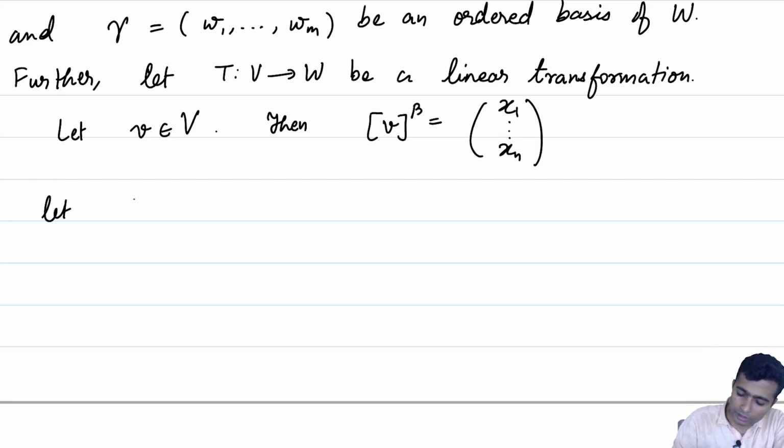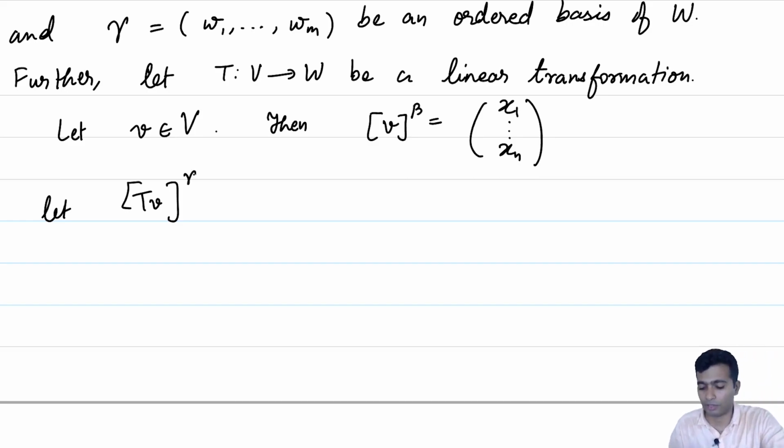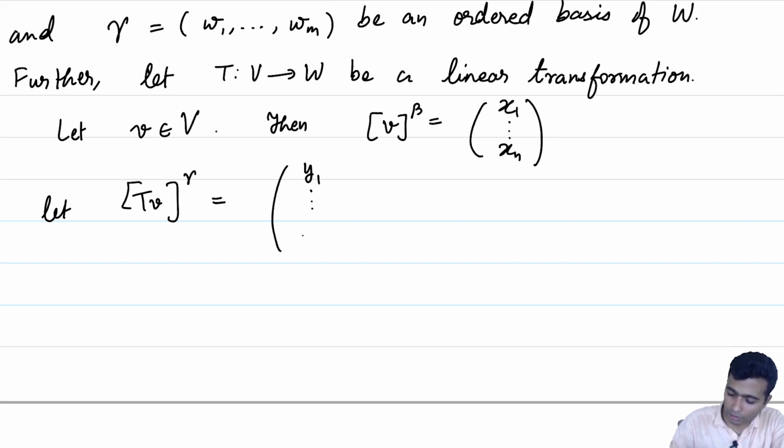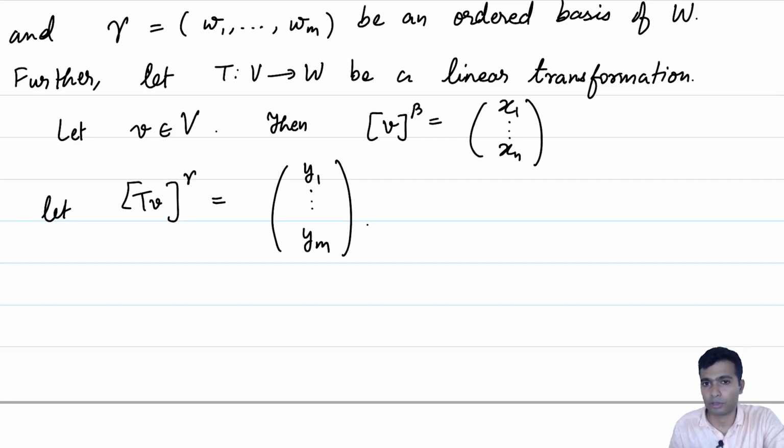Let TV with respect to gamma, again the coordinate vector of TV, which is a vector in W, and gamma is a coordinate basis in capital W of m vectors. Then this will be a column vector of size m cross 1. So let this be denoted by y1 to ym. We would like to know how the column vector x1 to xn is related to y1 to ym.